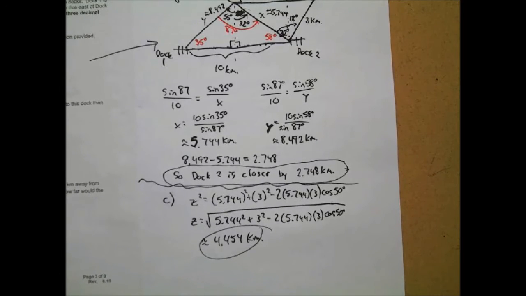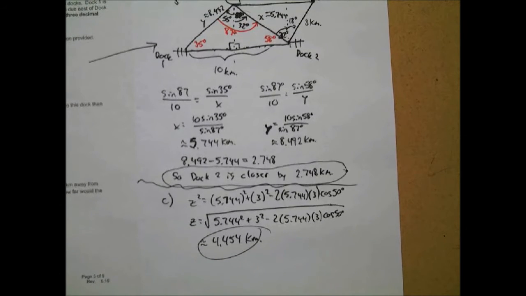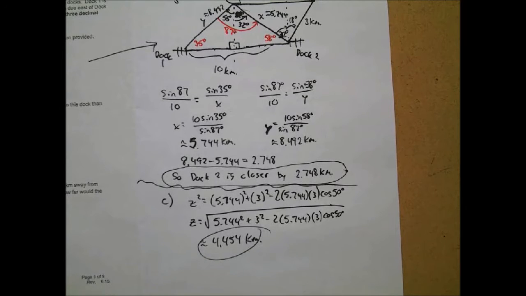We could then get the angle by doing law of sines, but it's not necessary now. All we wanted was that distance, and we found it. So we're actually done. The distance to the swimmer is 4.454 kilometers from the boat. If you can type it all in your calculator, it's helpful, and you don't have to worry about all the little steps.